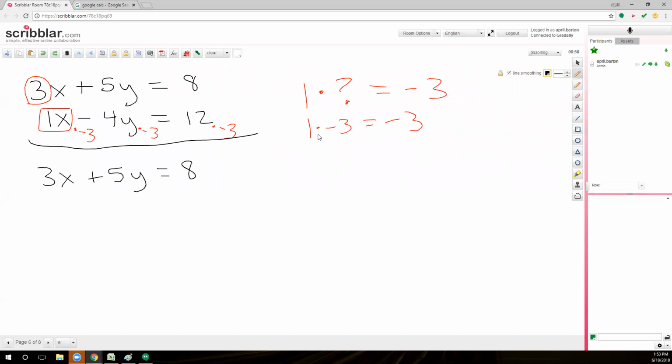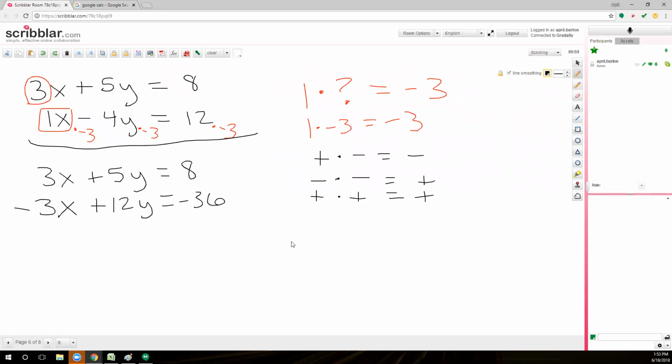1 times -3. Remember the rules for multiplication is positive times a negative equals a negative. But if they have the same sign, negative times negative is a positive, or positive times positive is a positive. So +1 times -3 is a negative. -4 times a -3 is a positive 12. And 12 times the -3 is a -36.